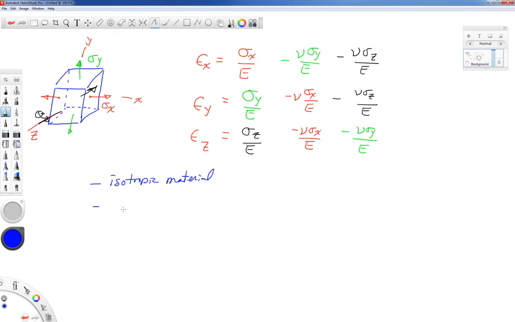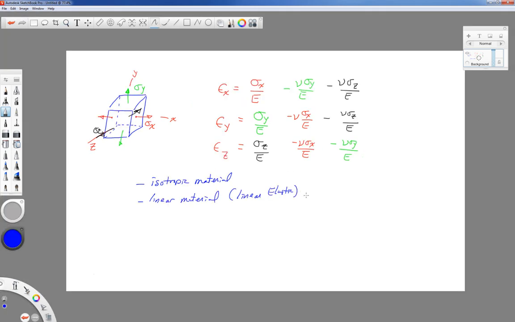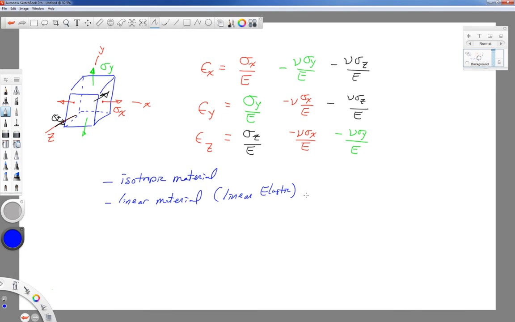The other assumption that we've made that we need to explicitly state is that we're assuming that we have a linear system. For us, that means a linear material or a linear elastic material, such that we can use the concept of superposition. This is part of what's known as 3D or generalized Hooke's law.